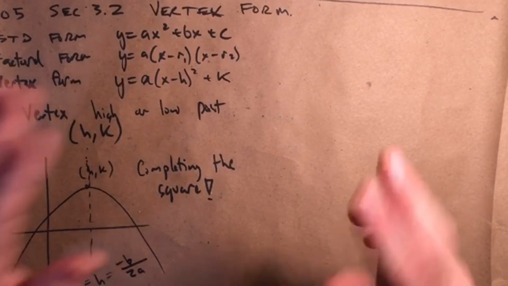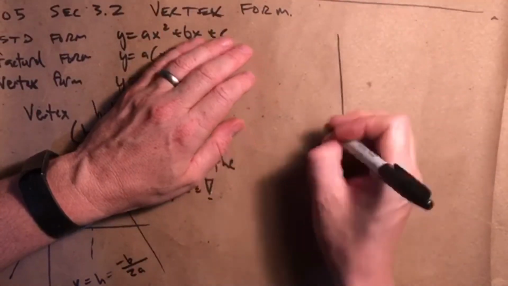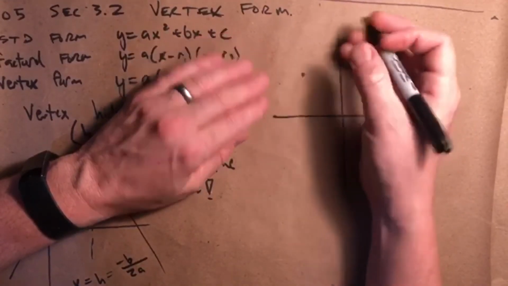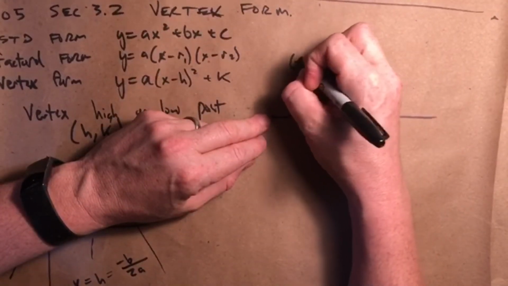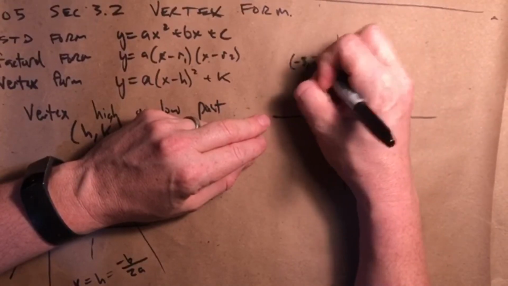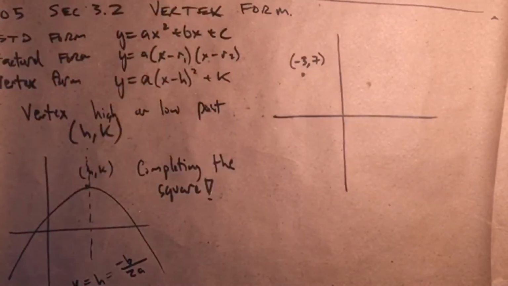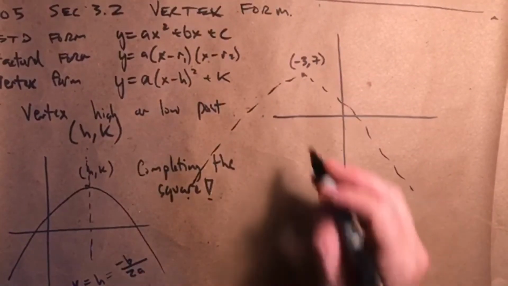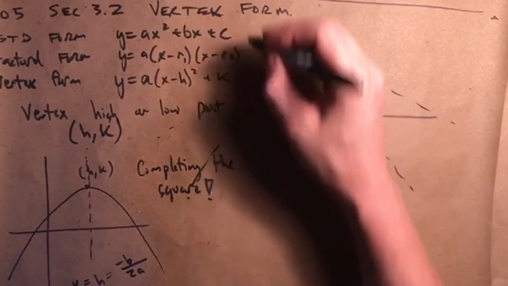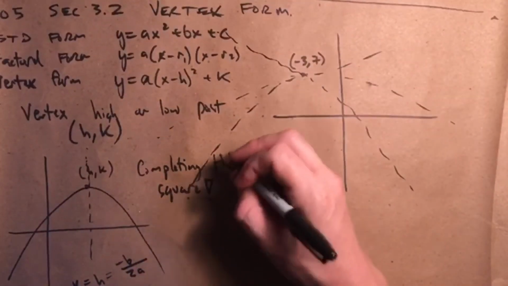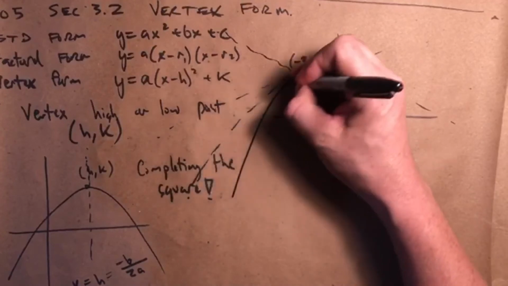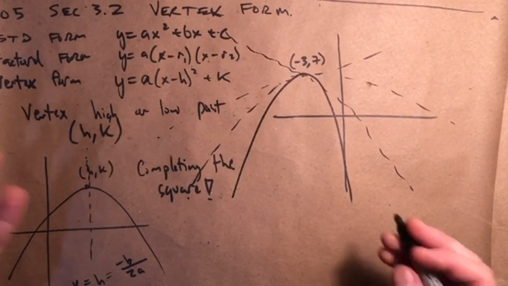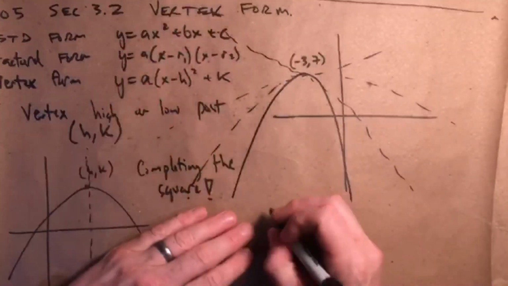Now, the takeaway that I want us to have here is if I give us any vertex, say negative 3 comma 7, there's an infinite number of quadratics that can go through this thing. Here I have a couple negative ones. Here I have a positive one. And let's pick this one right here in particular.